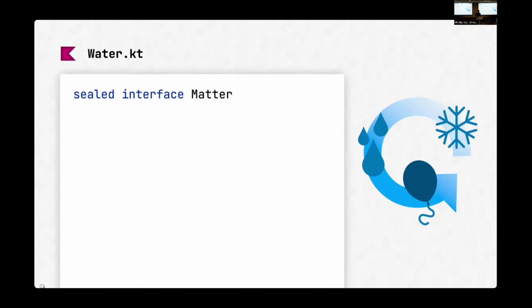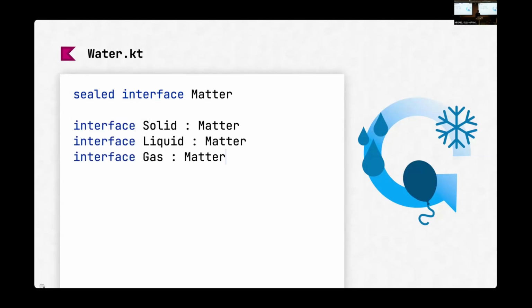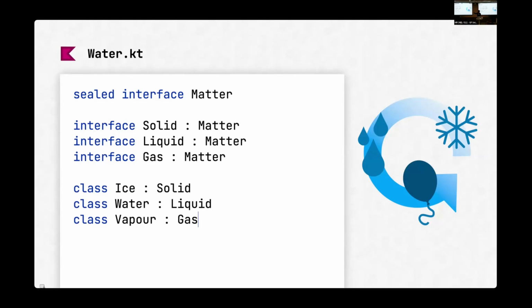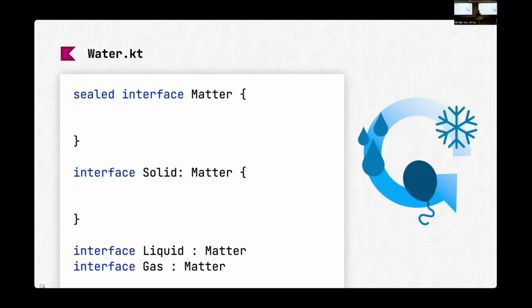Okay, so let's introduce an interface called Matter, and I'm going to subclass that into liquid, solid, and gaseous states. And in this interface, I'm going to create concrete types called Ice, Water, and Vapor, which are the actual concrete types given the abstract interfaces.